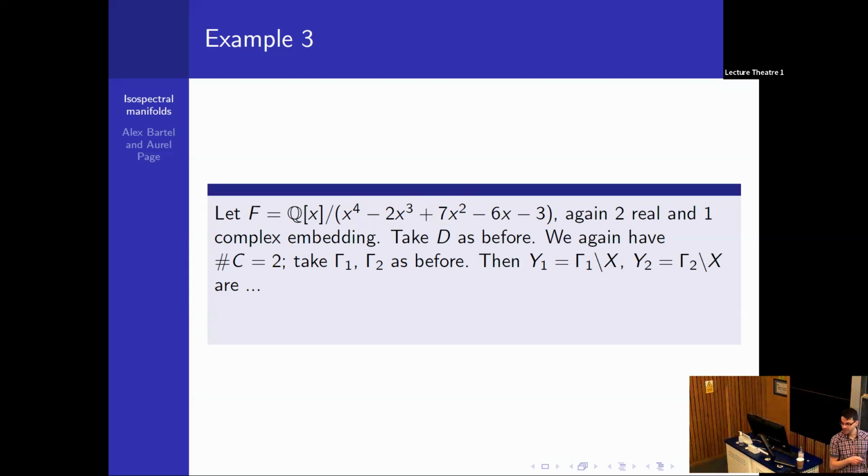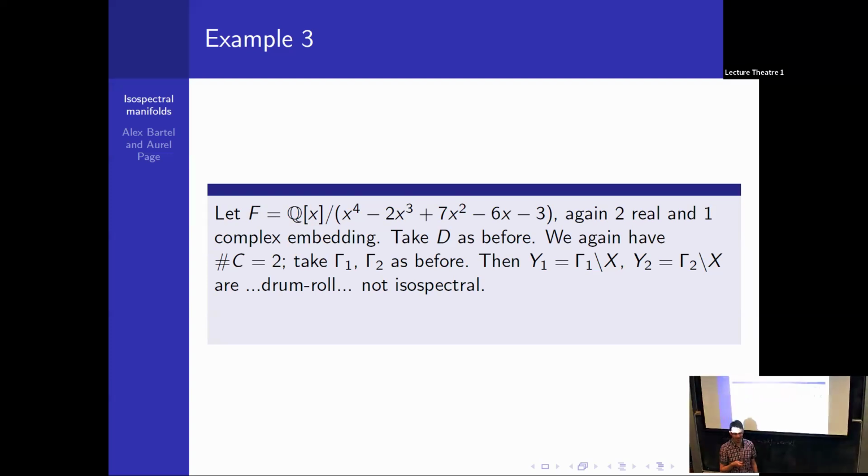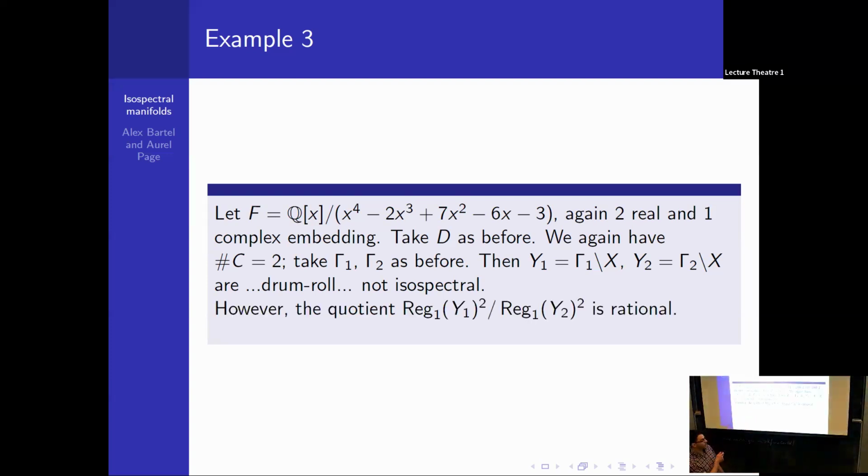They are, I seem to have exhausted things to say. Wait, not isospectral. Okay, you don't look very impressed. You already knew how to produce non-isospectral manifolds, fair enough. The quotient of regulators, though, in degree 1 is rational.